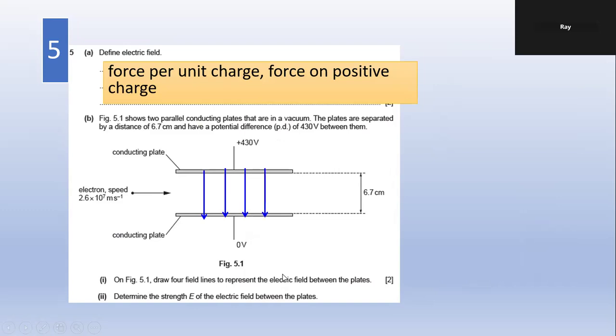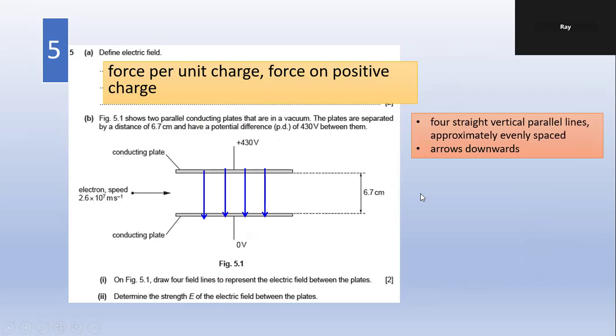Right? Be careful, they are parallel. What will the examiner look for? 4 straight vertical parallel lines, approximately evenly spaced. Arrow downwards. That's how you get the 2 marks.